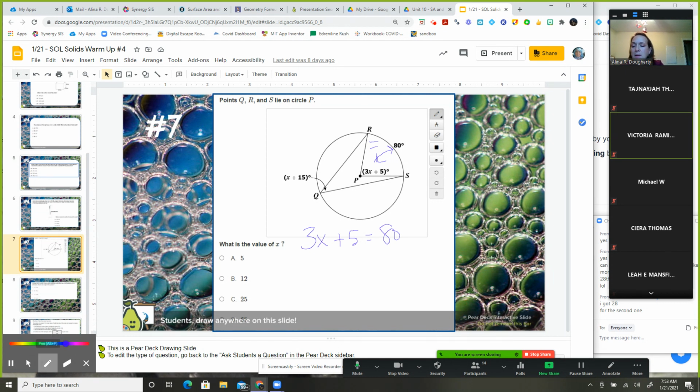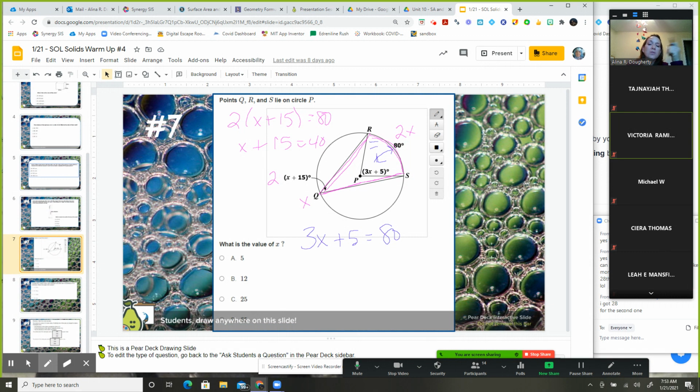Maybe you don't remember that. Maybe you remember the flashlight. So angle Q is half the size of this arc. So the angle is smaller, so I need to either do 2 times the smaller thing equals the big thing, or half of the big thing equals the small thing. So 2x plus 15 equals 80, or x plus 15 equals 40. Any of those 3 equations are going to get you x.